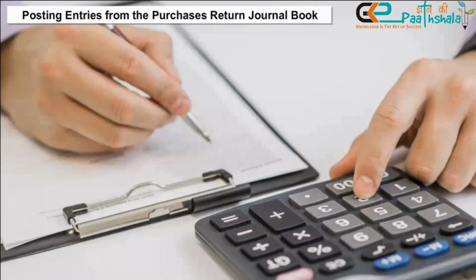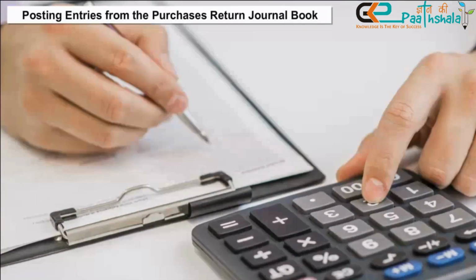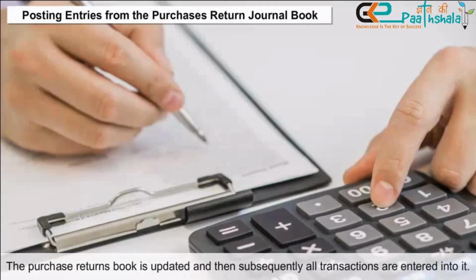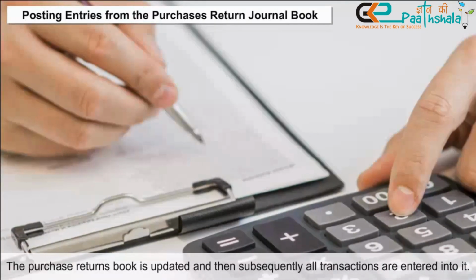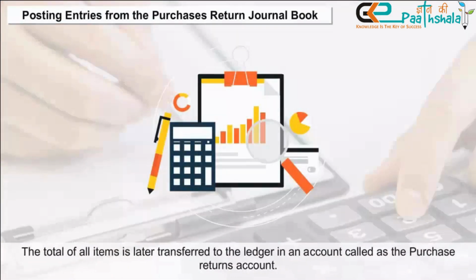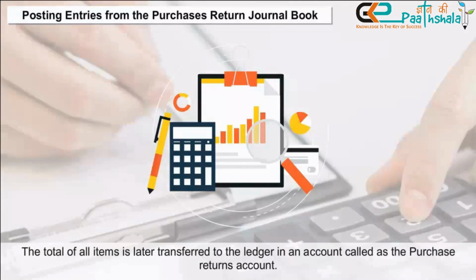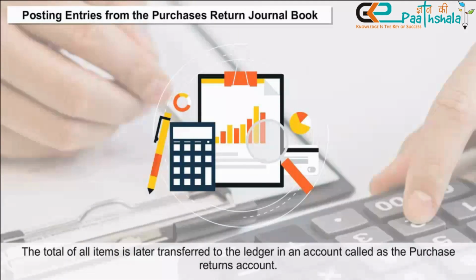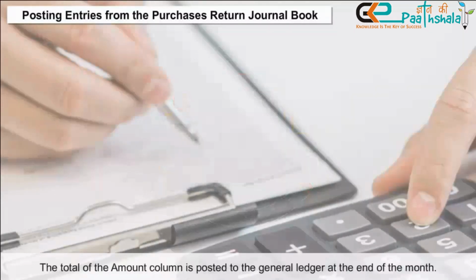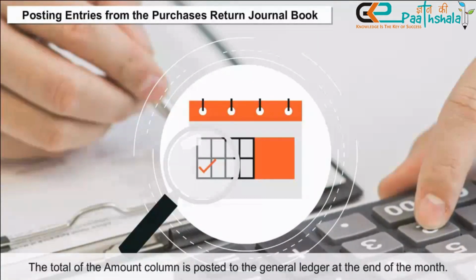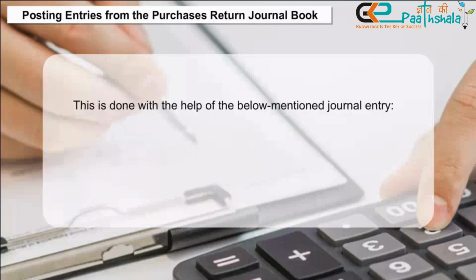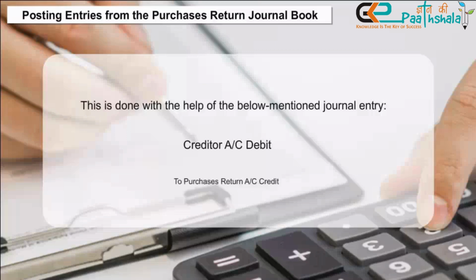Posting entries from the purchase return journal book. The purchase returns book is updated and then subsequently all transactions are entered into it. The total of all items is later transferred to the ledger in an account called the purchase returns account. The total of the amount column is posted to the general ledger at the end of the month. This is done with the help of the below-mentioned journal entry: Creditor account debit, purchase returns account credit.